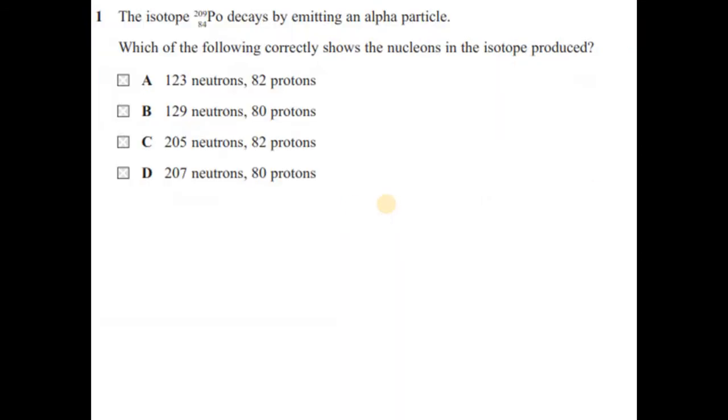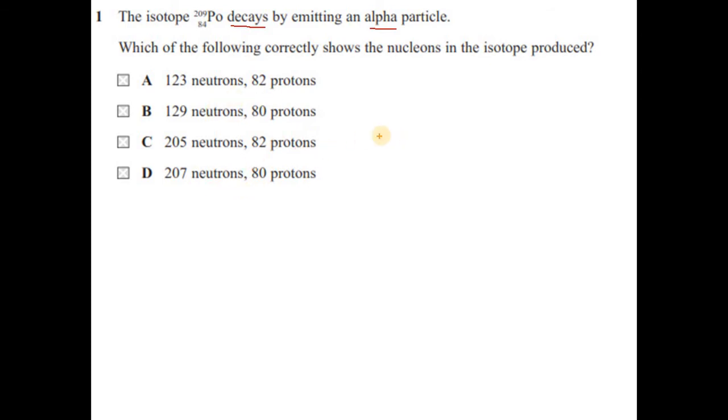The isotope polonium 84209 decays by emitting an alpha particle. So we have a decay process by alpha particle. Which of the following correctly shows the nucleons in the isotope produced? We are given options 1, 2, 3, neutron, proton.